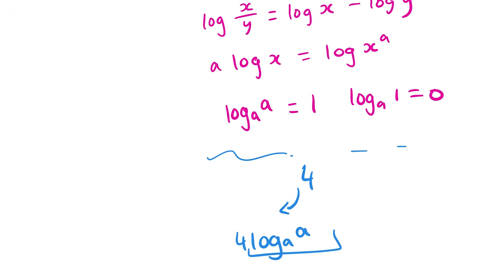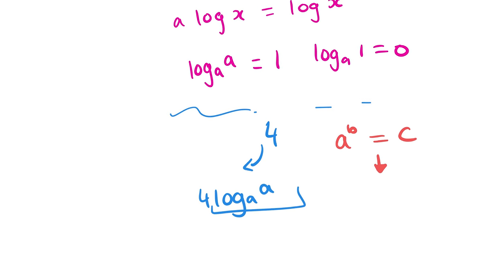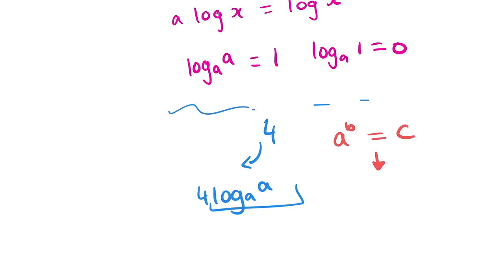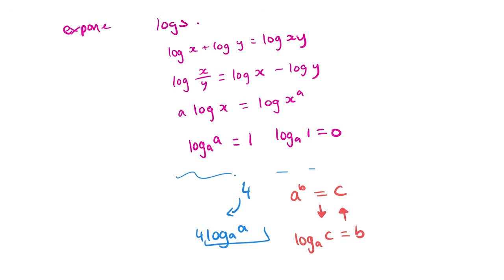Another law that we have here. So also make sure you always remember this law. People forget this, okay? This isn't a law, but this is how we can change the law. So a to the power of b equals c. What does that mean? That means log to the base a of c equals b. And remember, they are interchangeable. Okay, always remember that when solving.